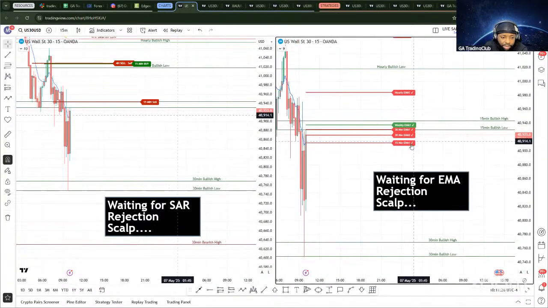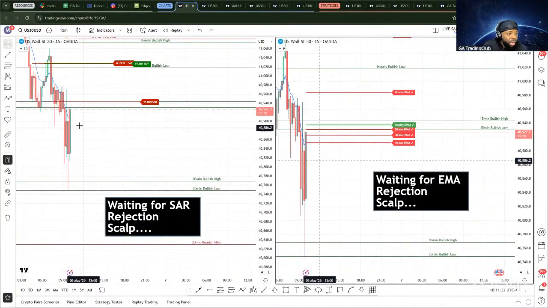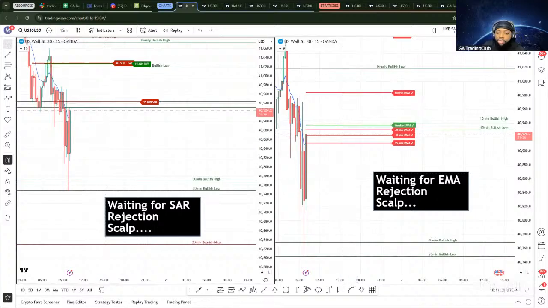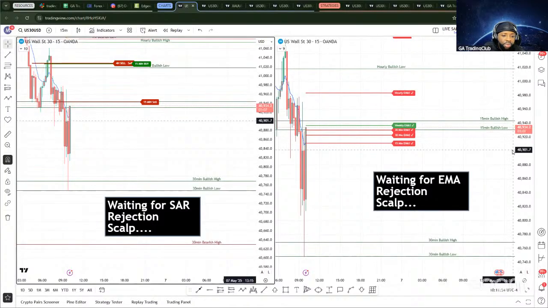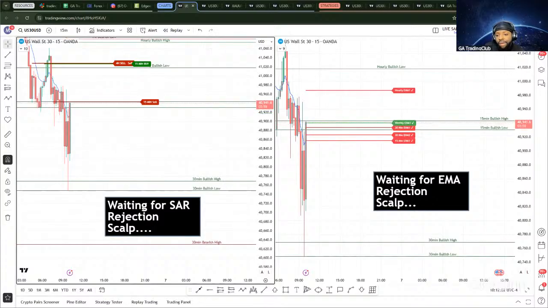You can see all these EMAs have a check mark next to them, which means they've already been tested. For the SARs, we don't have any newly established SARs. So honestly, I don't think we'll get any trades during the morning session, maybe the afternoon session. I'll try to stay on till like 10:30-ish and just keep observing. But right now, there's really nothing for us to take.